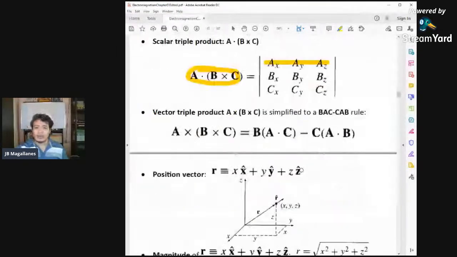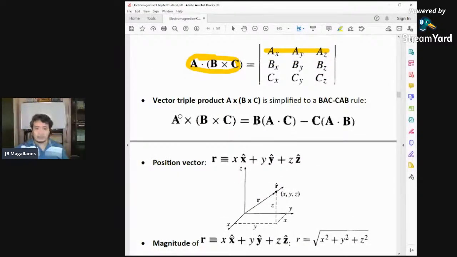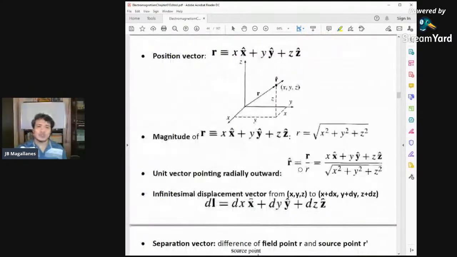For the vector triple product, you have direction. Triple product is written here. Vector product means it has direction because it's a vector. So here you have A dot C is a scalar product. So it is a scalar multiplied to a vector. And A dot B is also a scalar multiplied to a vector. So the difference of two vectors is a vector. So it's a vector.